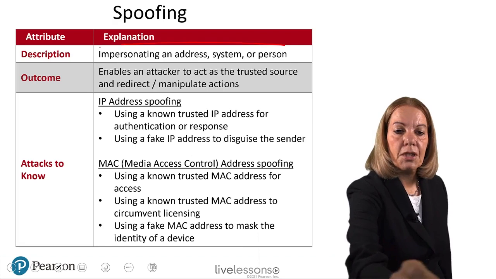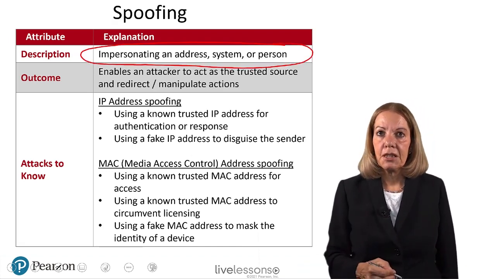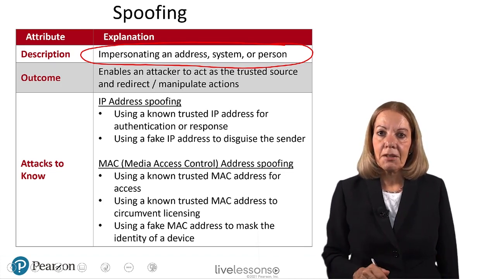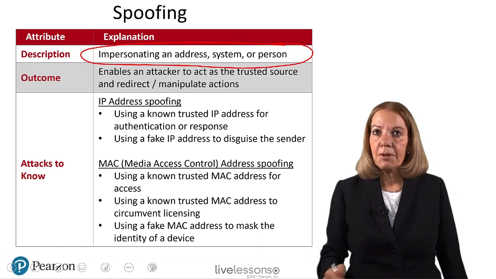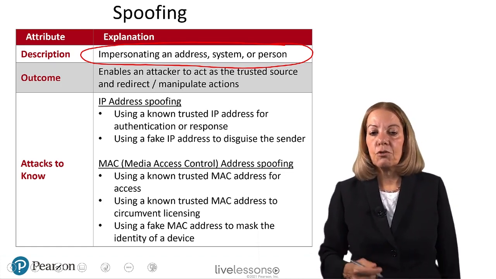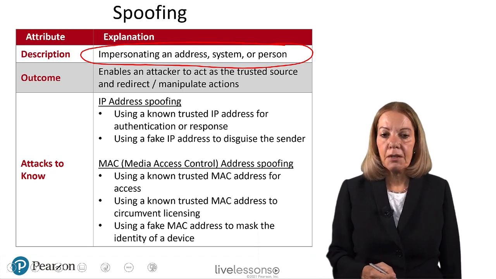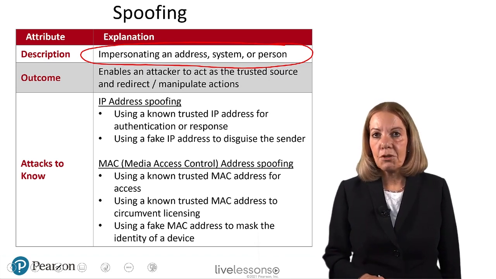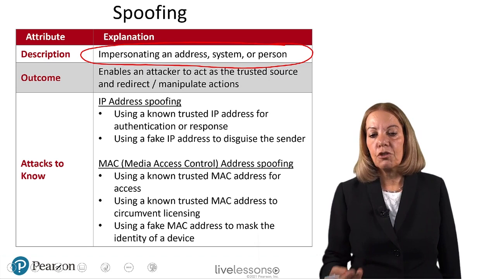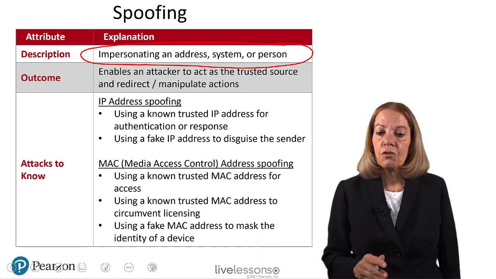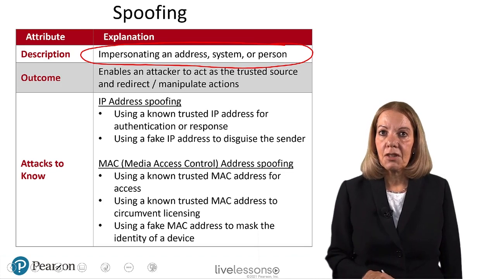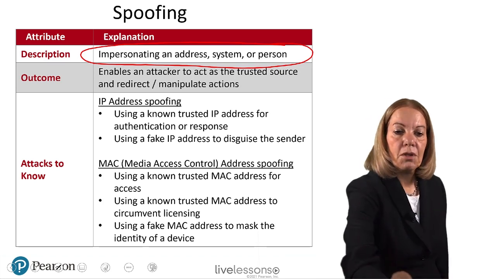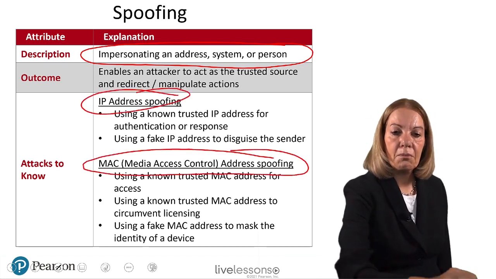Spoofing, we said, was impersonating an address, system, or person. There are 2 attacks I want you to be able to recognize: IP address spoofing and MAC, media access control, address spoofing. In an IP address spoofing, maybe the attacker will use a known trusted IP address for authentication or response, or use a fake IP address to disguise the sender. In a MAC address spoofing attack, well, our attacker might use a known trusted MAC address for access, use a known trusted MAC address to circumvent licensing, or use a fake MAC address to mask the identity of a device. So know these 2, IP address spoofing and MAC address spoofing.